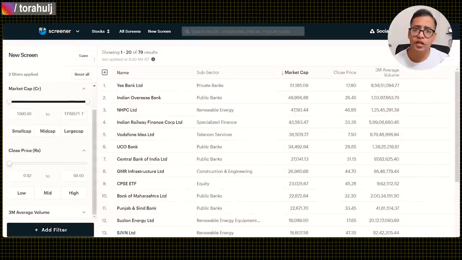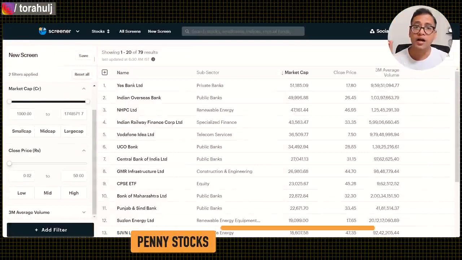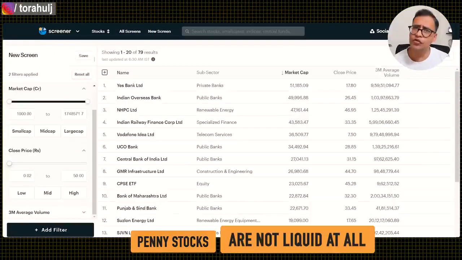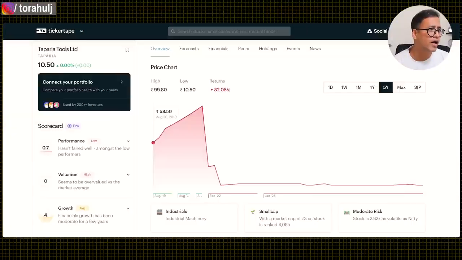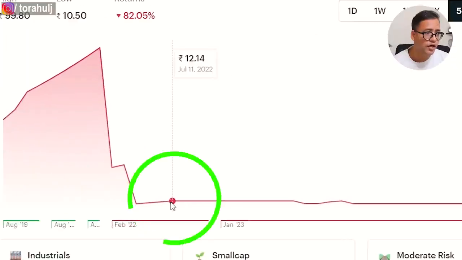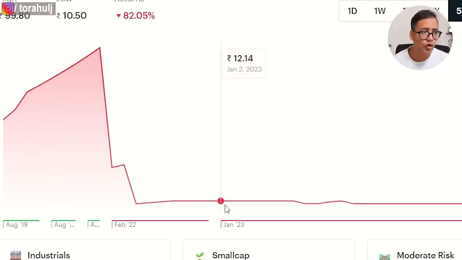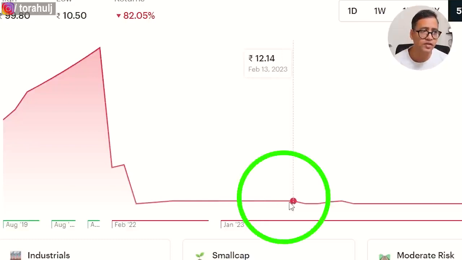Now the reason we need to consider the volume is because penny stocks by their characteristics are not liquid at all. Let me give you an example. If we look at the Taparia Tools example, which is one of the penny stocks that has been on my watch list for a long time now, look at this period here, around July 2022, it was trading at 12 rupees 14 paise. And if you go down to almost February 2023, almost 7 to 8 months, the stock was still trading at 12 rupees 14 paise.